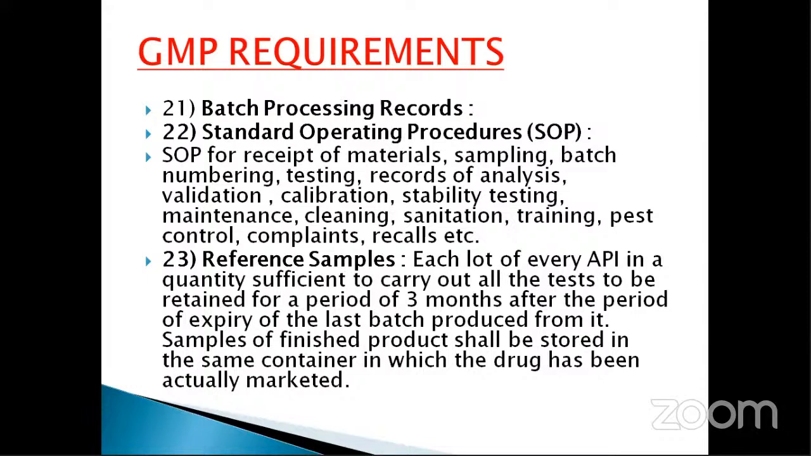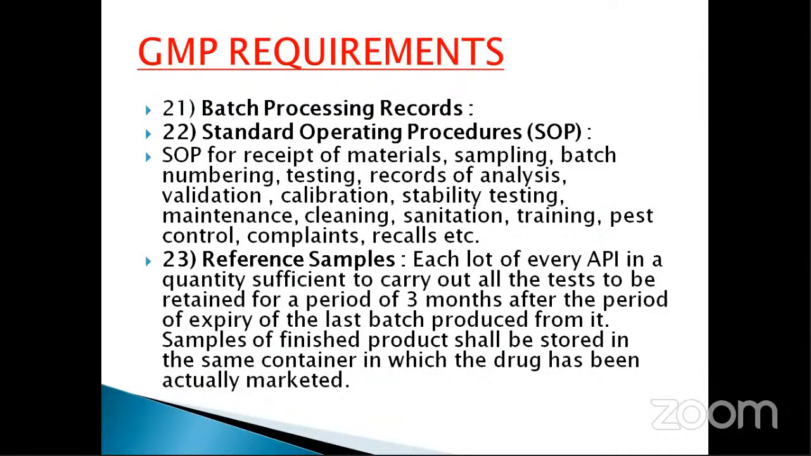Now the reference samples, you should have the knowledge. What is a reference sample, how it is kept in the manufacturing unit. Each lot of every API, active pharmaceutical ingredient, in a quantity sufficient to carry out all the tests. Whenever you have received raw material, you are using the raw material after its approval, then you have to keep sufficient quantity of that active raw material, which are active pharmaceutical for the dosage forms, such that you can retest it at any time if there is any complaint or any problem in the market.